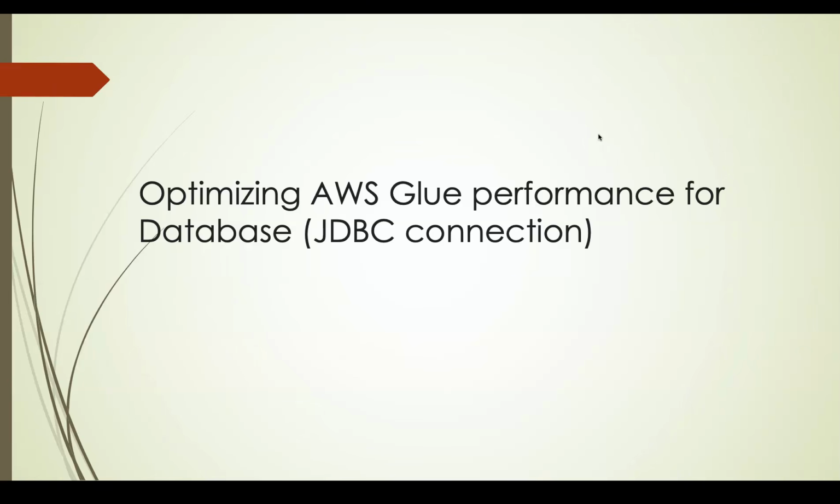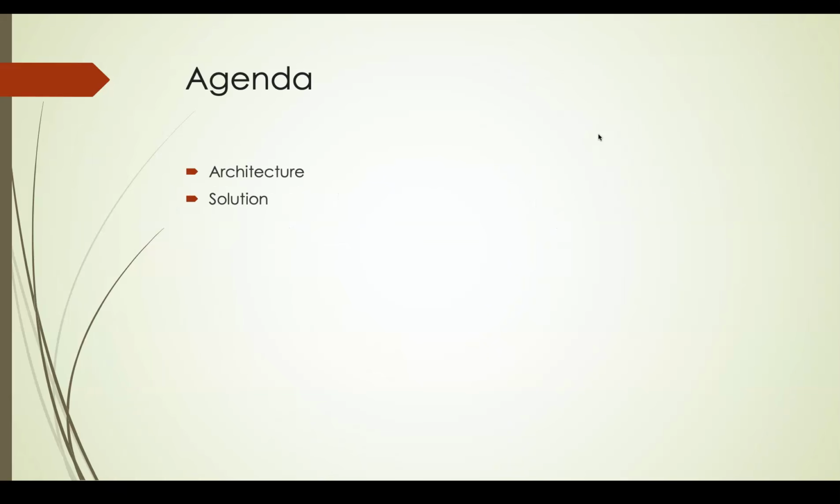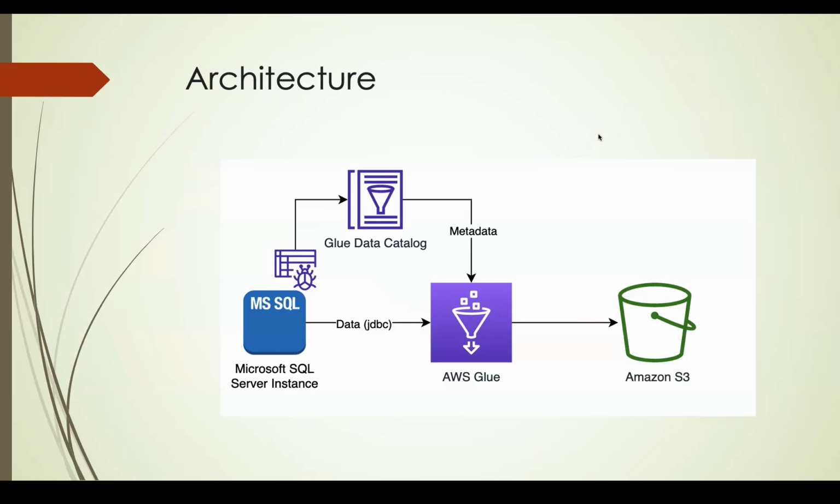And in this session, we are going to learn how you can enable parallelism when you're working with your database with Glue, to optimize performance. So what we're looking to do is firstly understand the architecture, what the solution is all about, and then we're going to learn about the actual solutions, right? So let's get started.